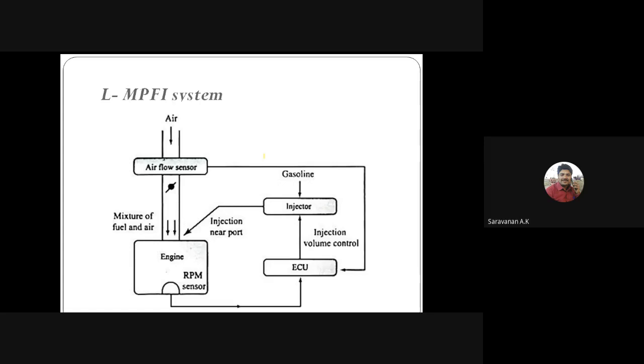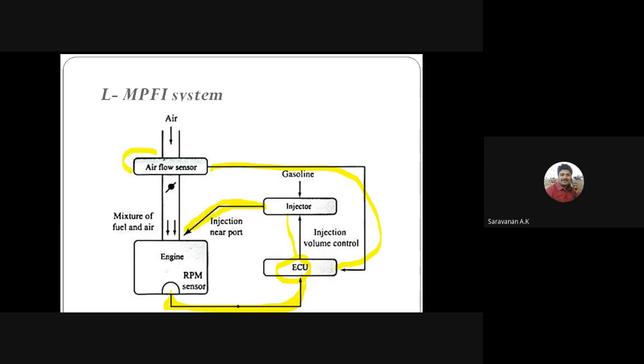In this system, fuel metering is regulated by the engine RPM and the amount of air that enters the cylinder. So it is also called the air mass or air flow metering system. The working is the same here. The amount of air flow is sensed by the sensor, and the information is sent to the ECU, and at the same time the RPM sensor also sends the information to the ECU. The ECU sends the command signal to the injector, and the injector will be regulated.